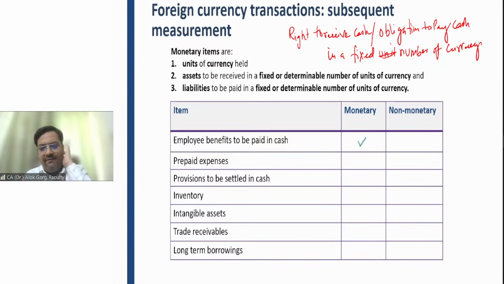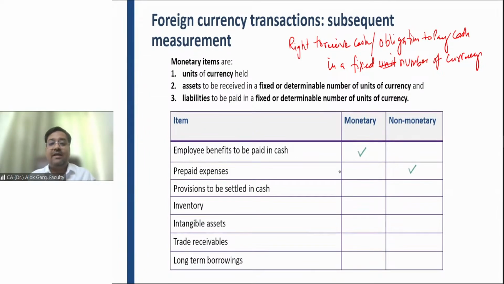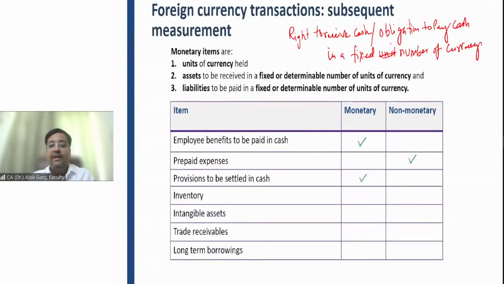Or you have, let's say, purchased an AMC, annual maintenance contract, for your computer, for your laptop, and you have paid upfront in advance. So do you have a right to receive cash, or you have a right to receive goods and services? You have a right to receive goods and services. So it is a non-monetary item. Provisions to be settled in cash. What is that? Monetary, non-monetary? Of course, monetary.